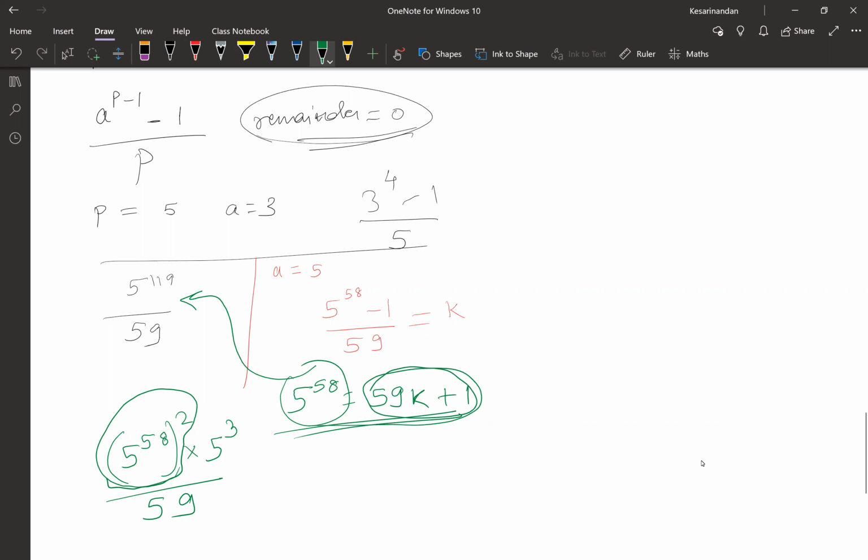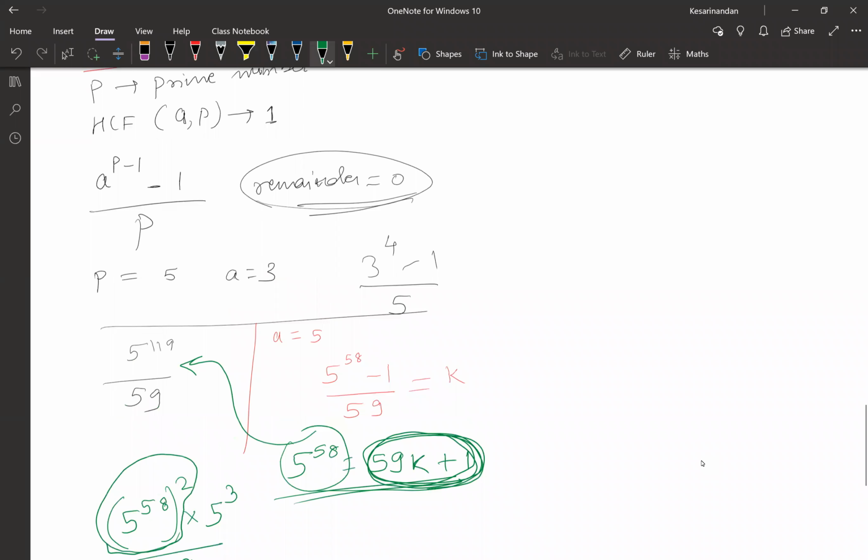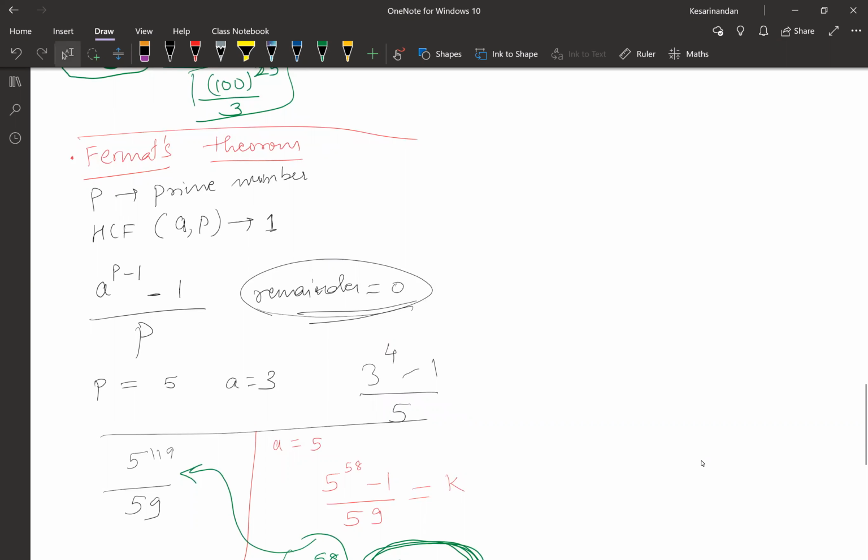I didn't understand how we got that 59k plus 1. I mean, how is 5 raised to 58 minus 1 divisible by 59? I used Fermat's theorem, a raised to p minus 1 with p as 59. But the doubt I had when I was solving, in exam or maybe now also, is how can I conclude that 59 is a prime number?